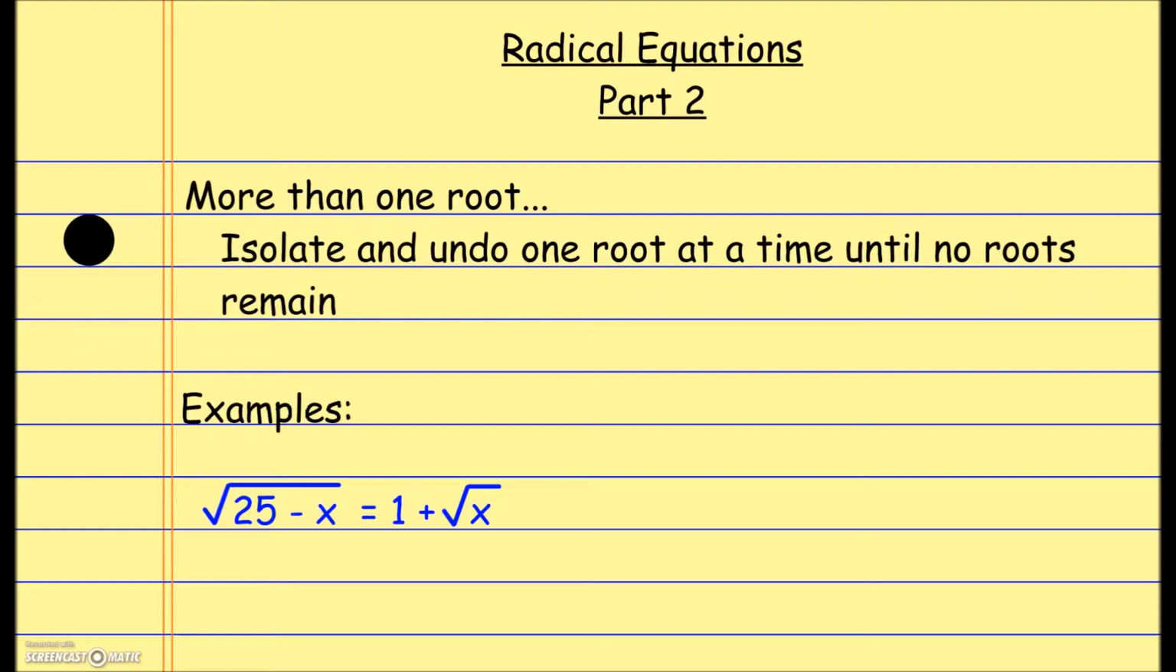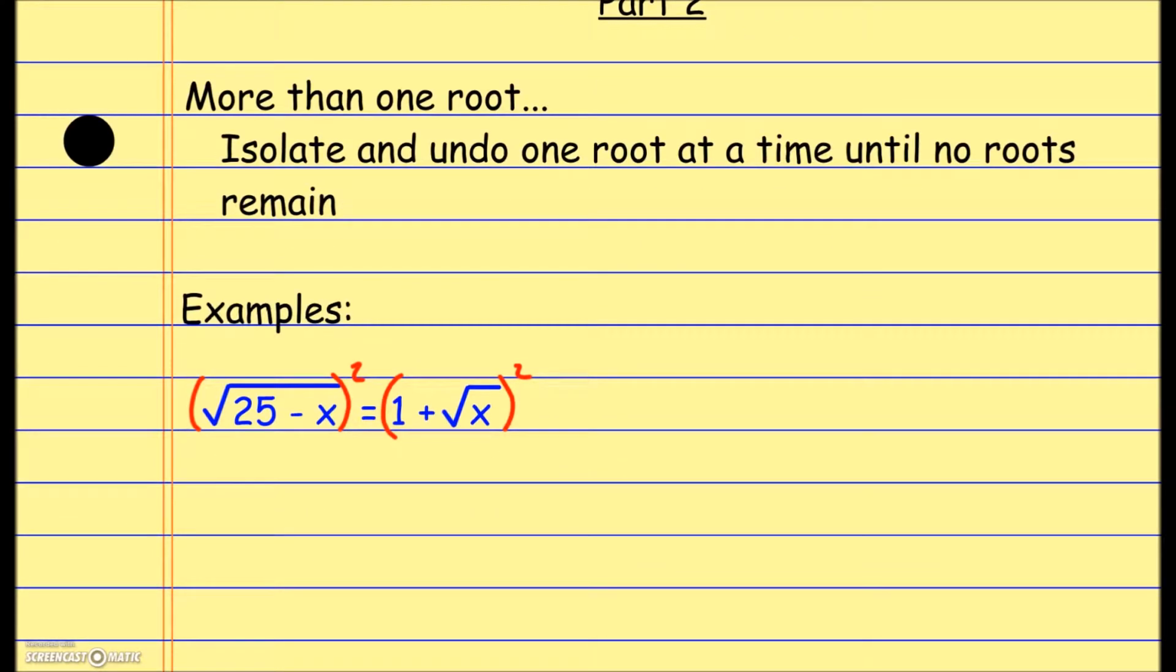So with this first one, the larger radical is already isolated, so I'm going to square each side to undo this larger radical. And so what happens is over here I'm left with the 25 minus x. Over here, this is a binomial being squared, which means I have to take the 1 plus root x times 1 plus root x. And so now I've got to multiply this out. I've got to FOIL or distribute here.